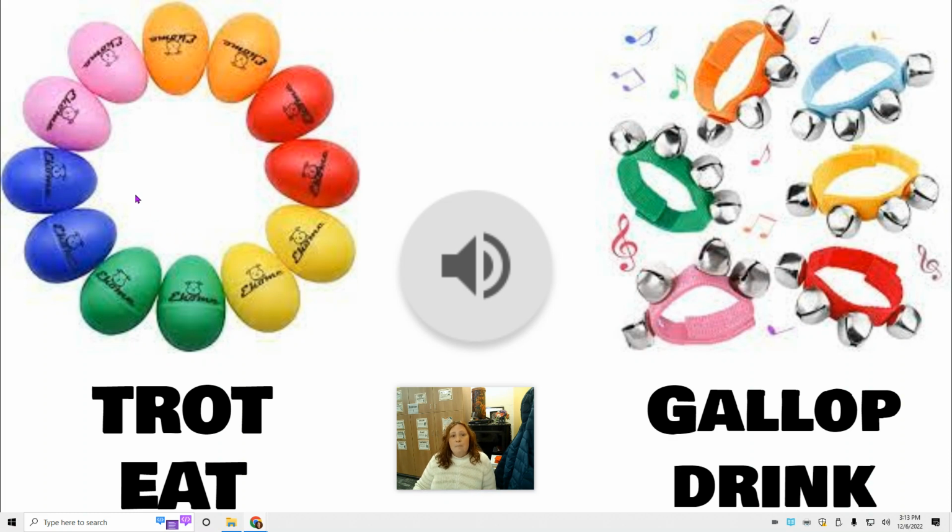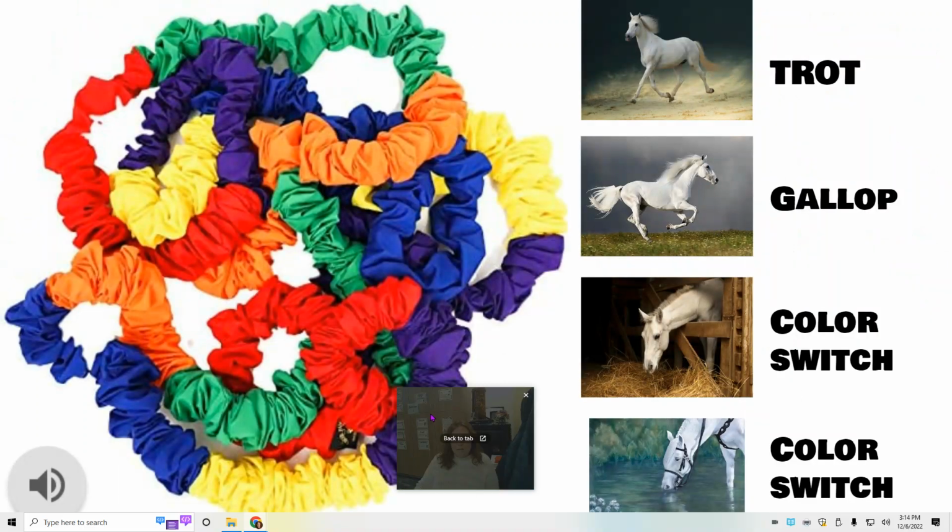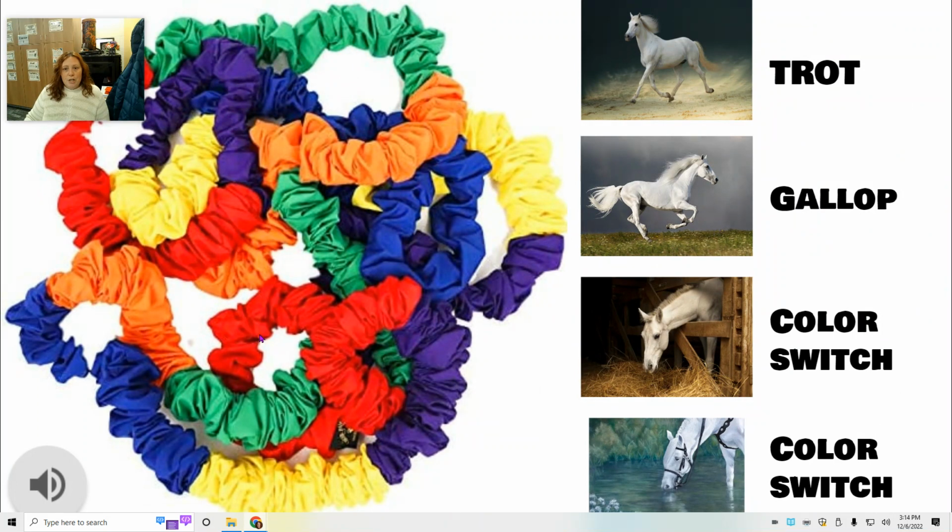And then I split the class in half. Half get eggs, half get bells. The eggs have to play on trotting and eating, and the bells have to play on galloping and drinking. And then we switch instruments. After they can do that, we move on to the giant scrunchie, the stretchy band, and they all hold it.